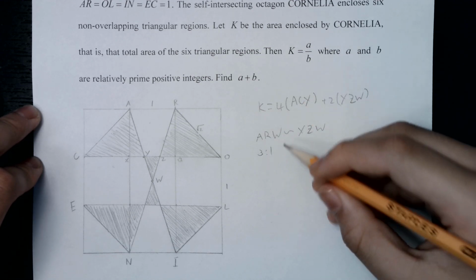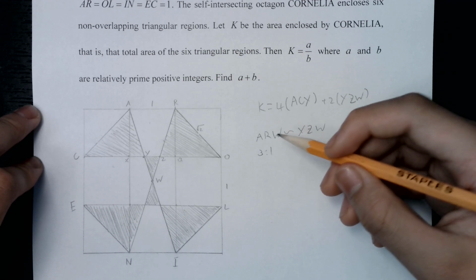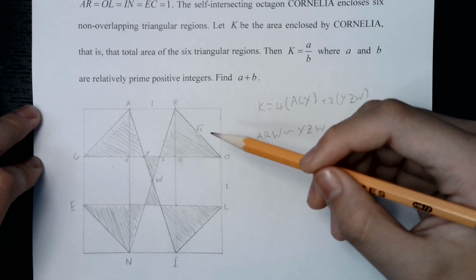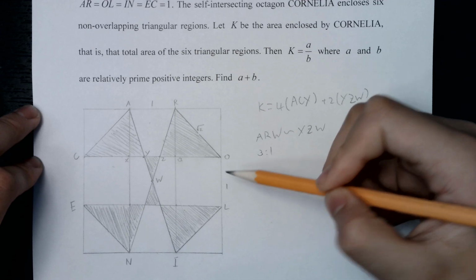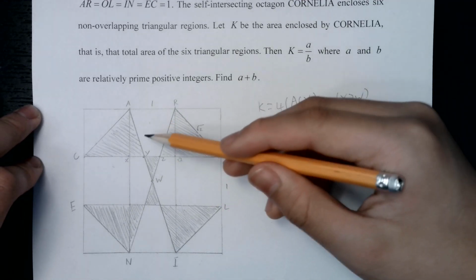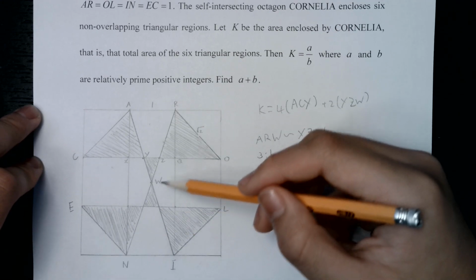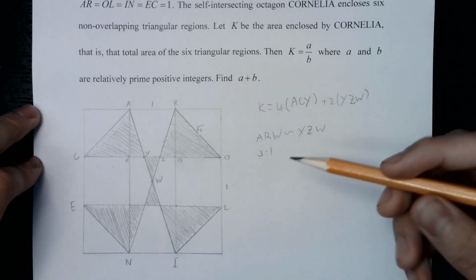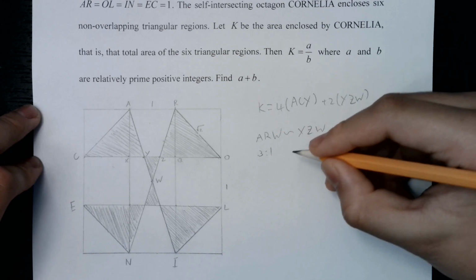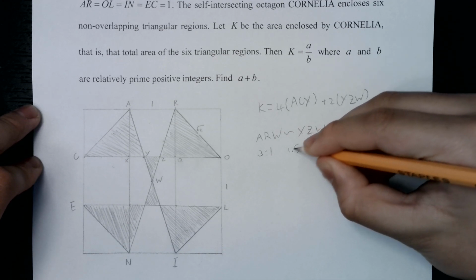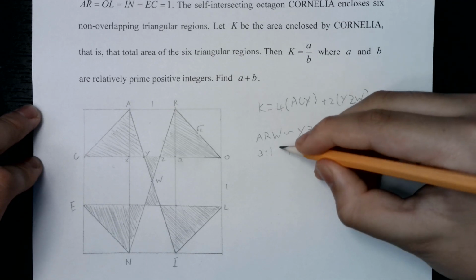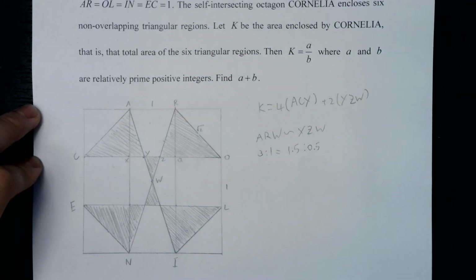The reason why I know that the ratio between them is 3 to 1 is mainly by looking at their heights. We can see that the height for YZW is pretty simple. It is half of this side length here, 1, which means the height of YZW is going to be 0.5. And the height of ARW is 1 plus 0.5, which is 1.5. So the ratio should be 3 to 1, or if you want to write it like the original, it would be 1.5 to 0.5. All of these are the same, so I just wrote 3 to 1 for simplicity's sake.